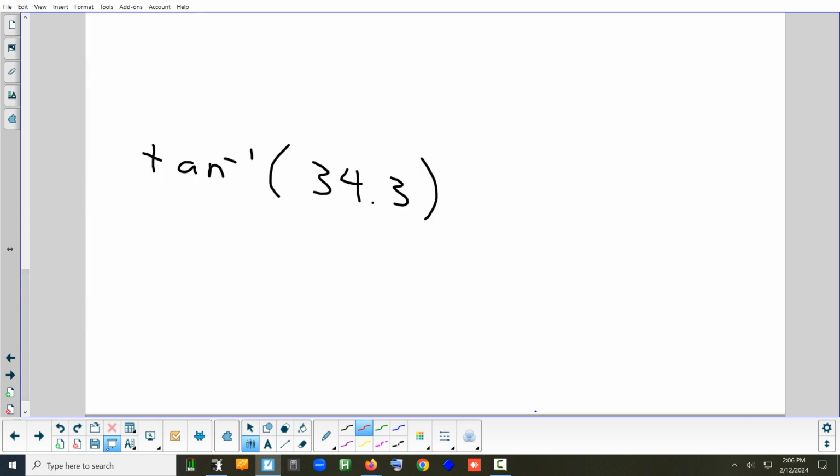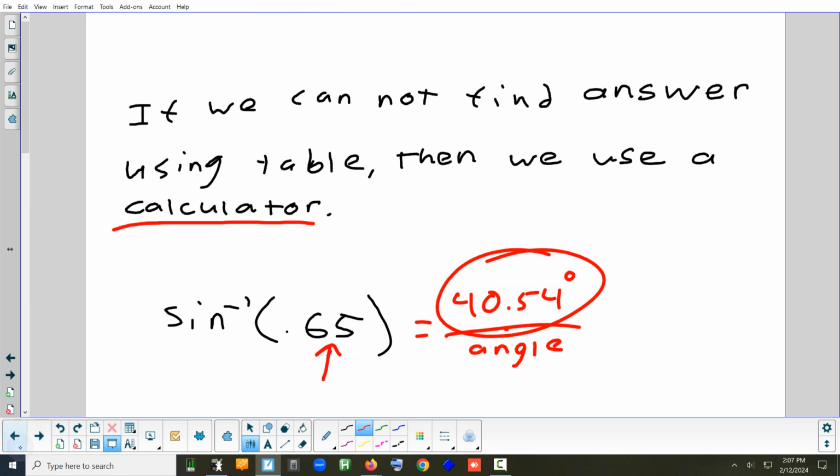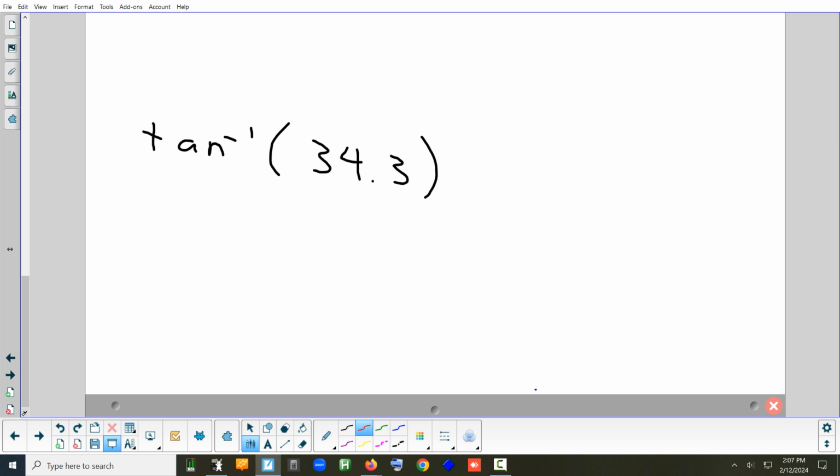All right. Let's try this one. Inverse tangent of 34.3. If you go back to that table, is 34.3 a number that ever comes up in the tangent column? Nope. So is this 34.3, is that a degree or a radian? Neither. This is not an angle. It's just a number. The angle is going to be in that box.